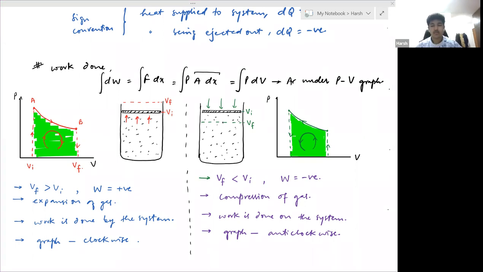Done, sir. Any doubt up to this part? No, sir. Okay, so these are the basic terms related to this entire thermodynamics. So let's stop here for today. Next class, I will define some problems related to this part, and then we'll start with processes. Okay.